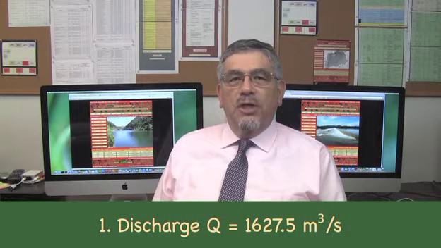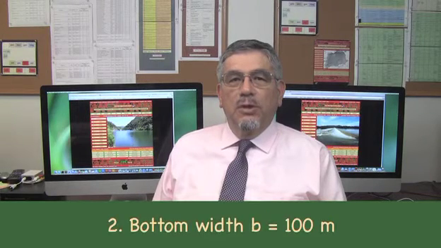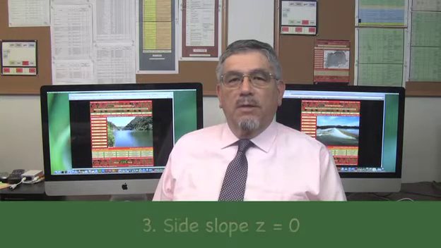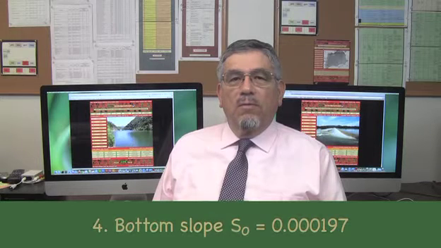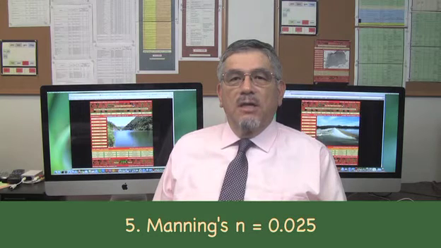1. Discharge Q equal to 1,627.5 cubic meters per second. 2. Bottom width B equal 100 meters. 3. Side slope Z equals 0. 4. Bottom slope S sub O equal to 0.000197. 5. Manning's N equal 0.025.